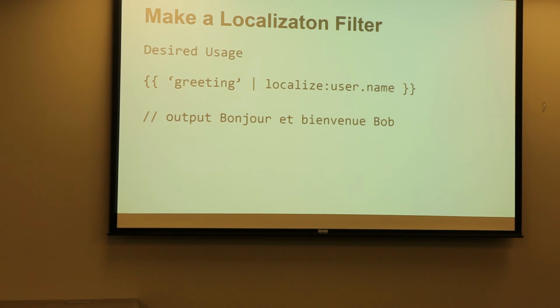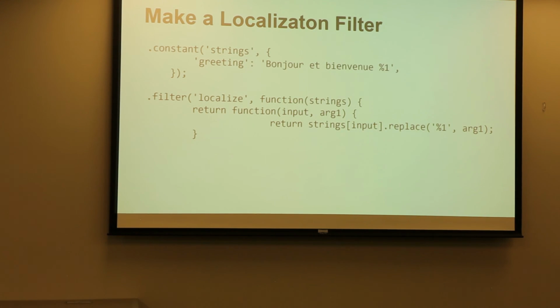It's obviously very similar to the localization provided that Matt talked about. So the idea here would be that we could just pass in our string ID, which is the greeting, run it through our localized filter, and pass that localized filter the username. And so this is our very basic implementation for this case.